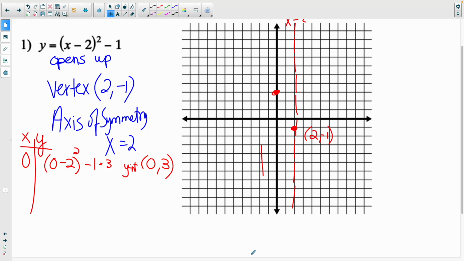Okay, so I plot that point. Then I can plot its mirror point on the other side. And I got 3 of my 5 points, so I just have to do one more.